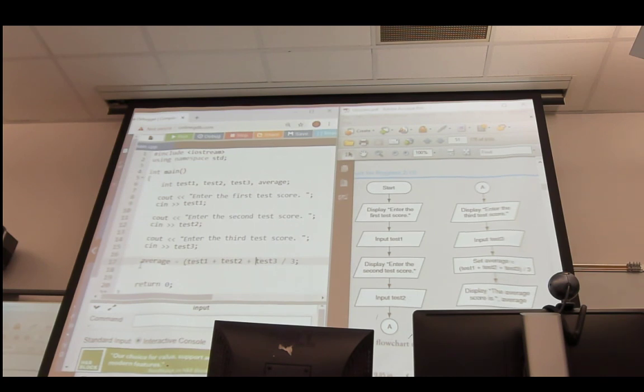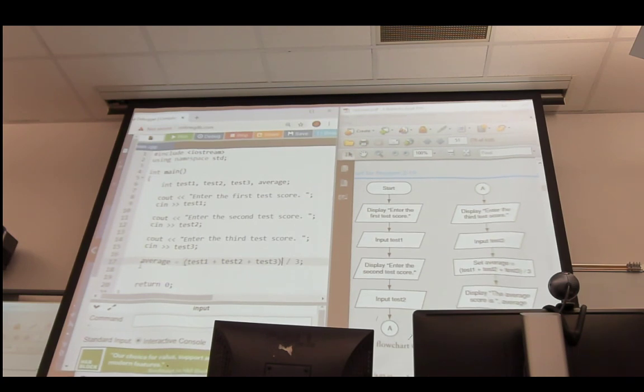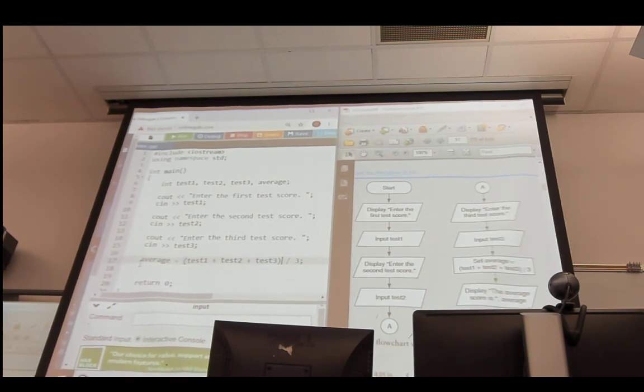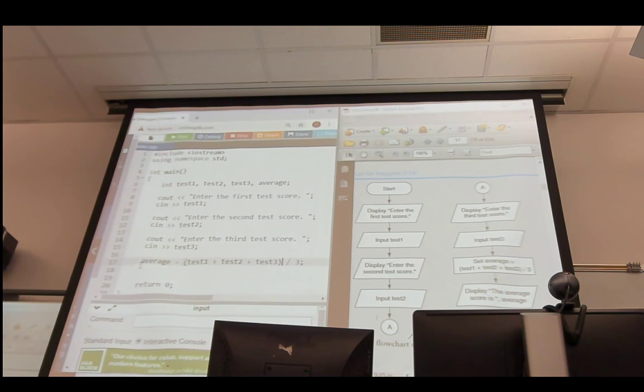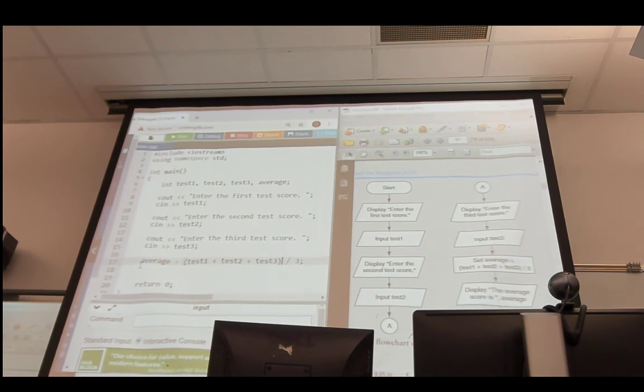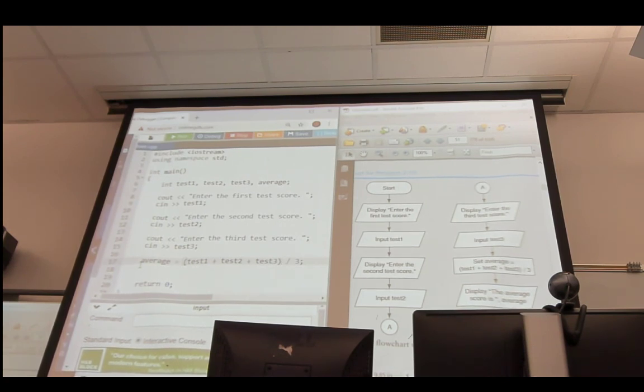Parentheses, right? We gotta group it. Now what? We have to add first. So we're gonna add test 1, test 2, test 3 to get a total. So if test 1 is 100, test 2 is 100, test 3 is 100, we add them all together to get 300 and divide by 3, the answer, your average is what? 100, right? Everybody got that?